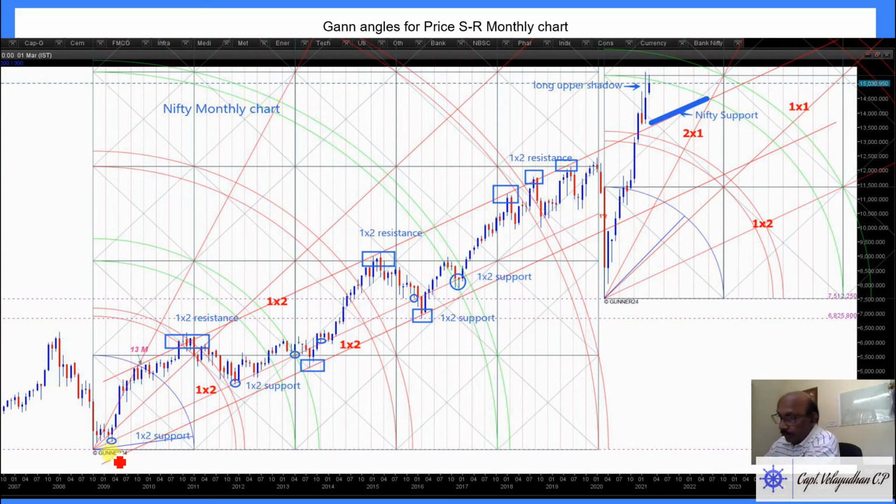Made a Gann angle from the 2008 low. The price remained few months above 1 by 1. Then it breached. Here you can see a 13-month move. This candle, 13th month move from here. Price action was weak. Price was resistant to make higher high. It was going sideways.